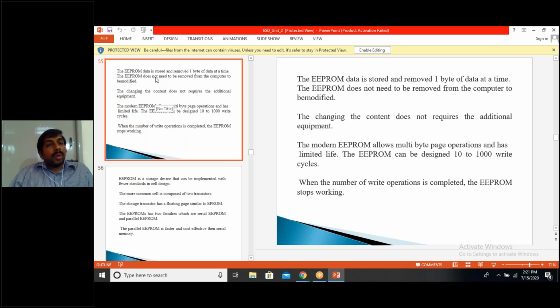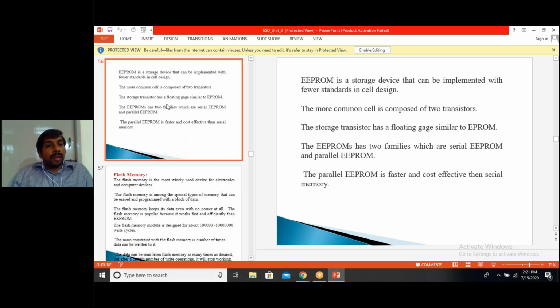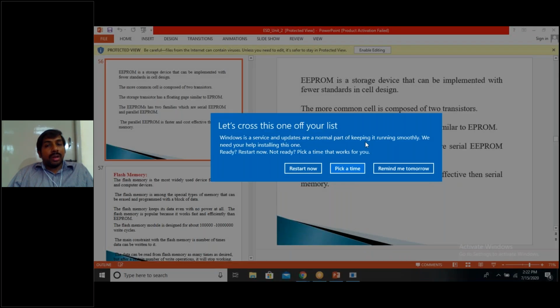The EEPROM, electrically erasable programmable read-only memory, is stored and erased 1 byte of data at a time, and does not require to be removed from the computer. The changing of the content does not require additional equipment. Any number of times you can do the write operation. The common cell structure consists of 2 transistors and a floating gate architecture.